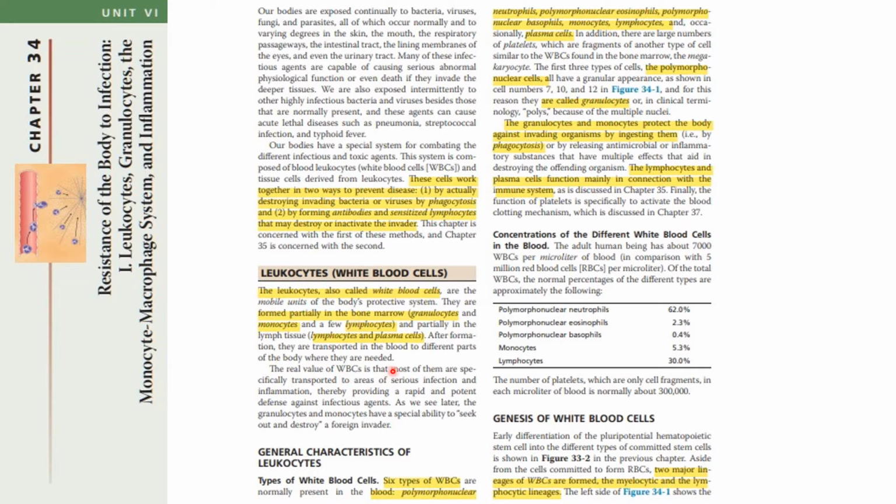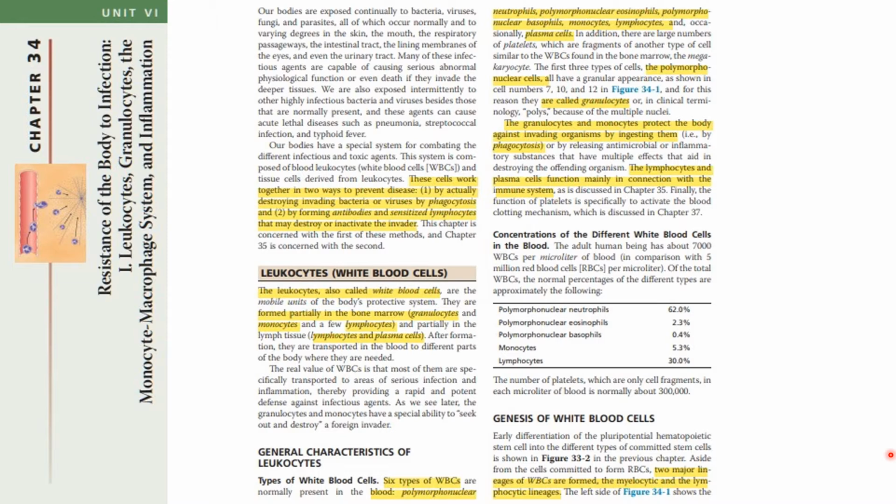Leukocytes are your white blood cells and are the mobile units of your body's protective system. These are formed in the bone marrow, known as granulocytes and monocytes, and a few are lymphocytes. And some of the leukocytes are formed in your lymph tissues. Those are known as lymphocytes and the plasma cells. General characteristics of leukocytes include: there are six types of white blood cells, which are polymorphonuclear neutrophils, polymorphonuclear eosinophils, basophils, monocytes, lymphocytes, and occasionally occurring plasma cells.